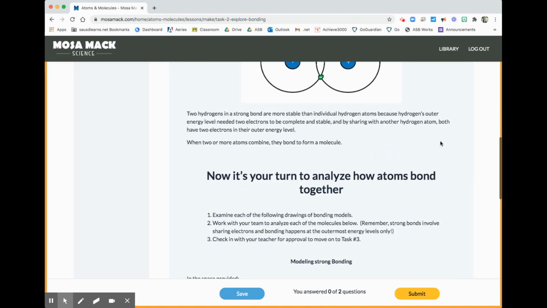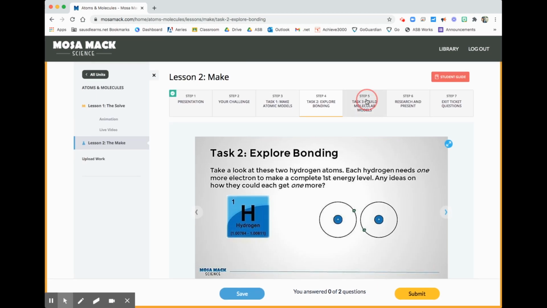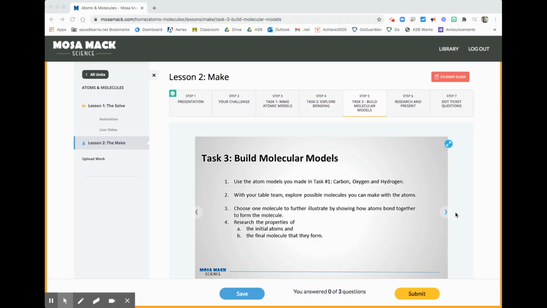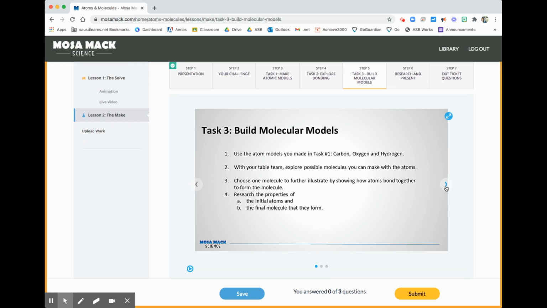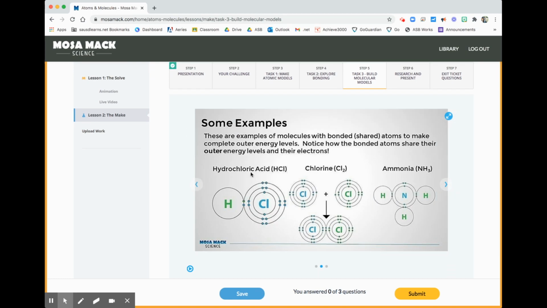And now we're going to move on to step 5. In step 5, you are going to be building your own molecules. So taking a look at their quick little explanation, there are some examples in the second slide. So here they have hydrochloric acid, which is basically just one hydrogen and one chlorine. The one hydrogen electron bonds with the chlorine to complete both outer shells.